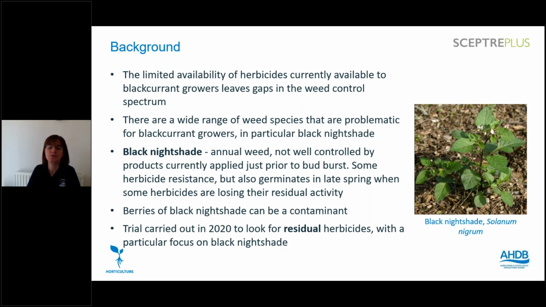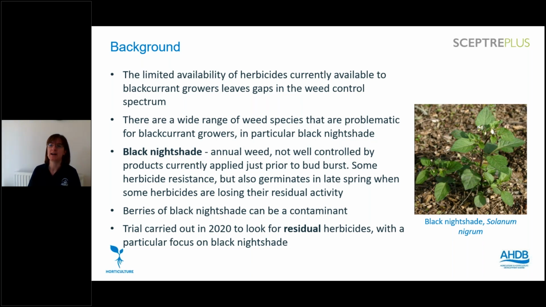Now, as you're all probably very well aware, there is a limited availability of herbicides that are currently available to blackcurrant growers. And so obviously, therefore, this is going to leave quite large gaps in the weed control spectrum. So in terms of on-label authorizations, there's actually only 5 active ingredients that we have on-label, and around 6 that we have through an extension of authorization for minor use.